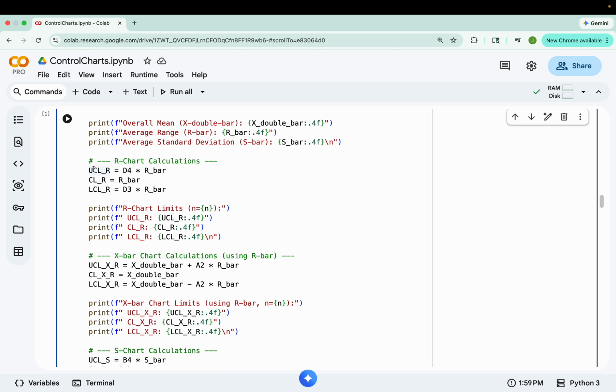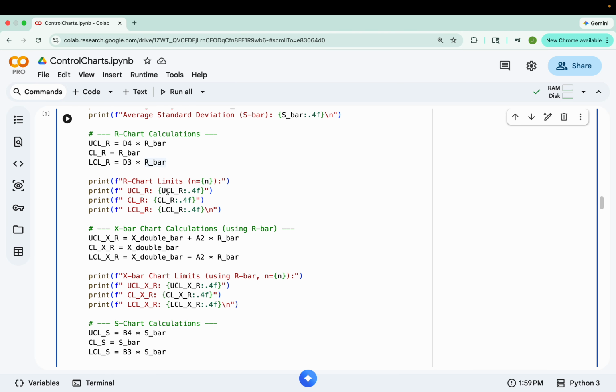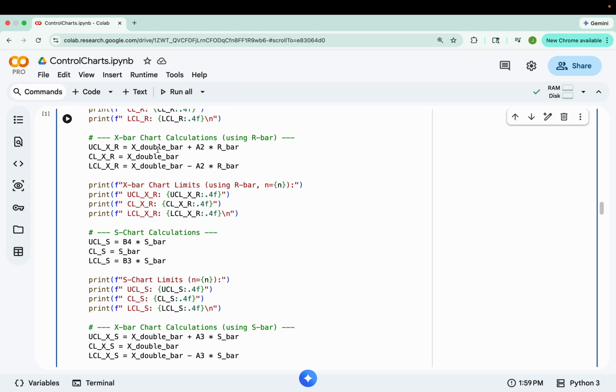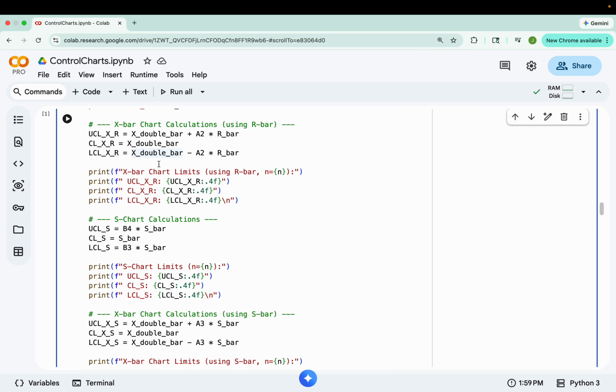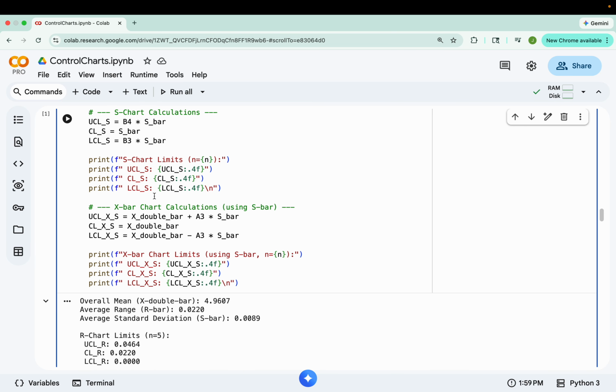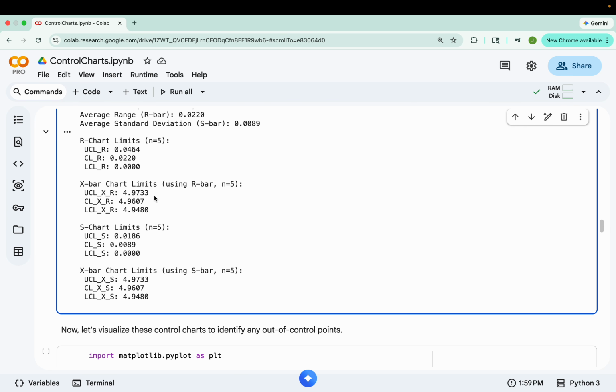So they do the upper control limit for the range chart is D4 times R bar. The center line is the average range, and the lower control is D3 times R bar. Okay. They proceed to use the formulas for X bar, for S bar, and they go ahead and calculate this.